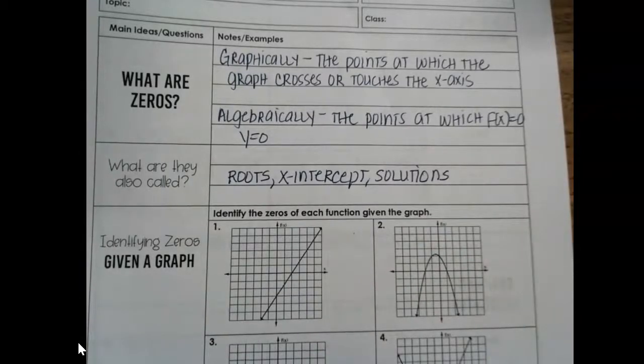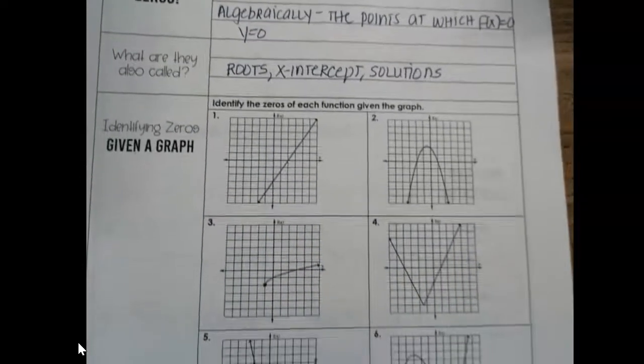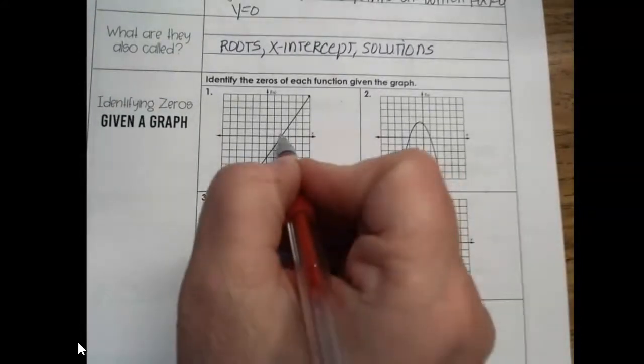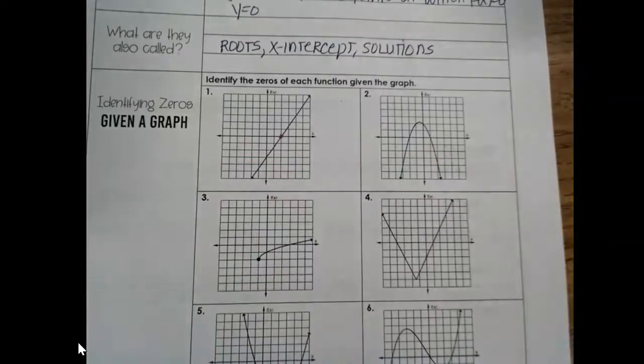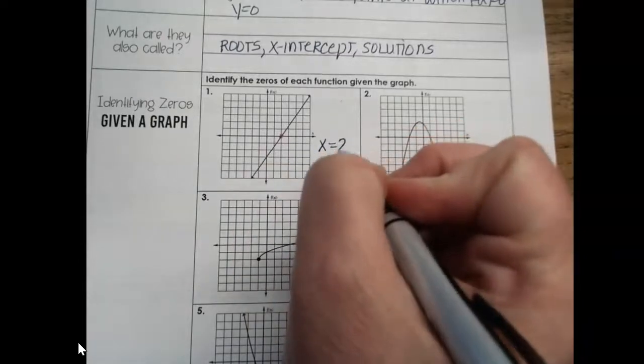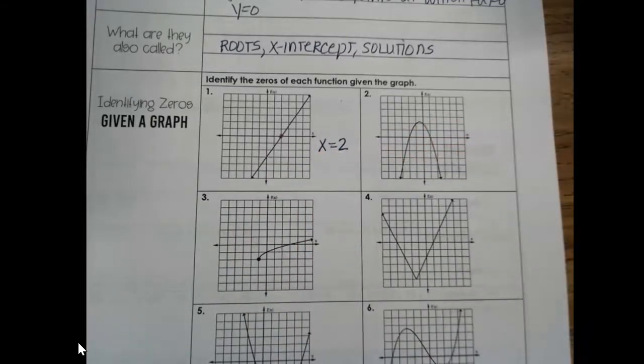So graphically, if you want to find out where the graph crosses or touches the x-axis, this is the easiest. You're just going to look at the graph and look at the x-axis, and ask what is the x value right there where the graph crosses or touches? That x value is 2. So that's the zero of that graph. Okay? But there can be differing numbers.